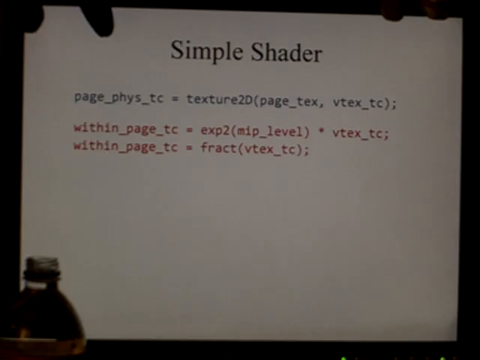So if we go back to the shader now, I'm going to compute my within page texture coordinate, and then what I'm going to do is take the mip level of this page, which I'm not explaining yet how I get it, and raise 2 to that power and multiply by it. That shifts my decimal place down, and I'm going to take fract. That will give me just the fractional part, which is just the bits below the shifted decimal point.